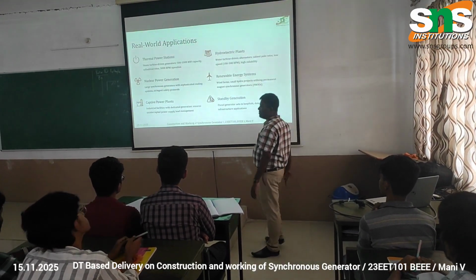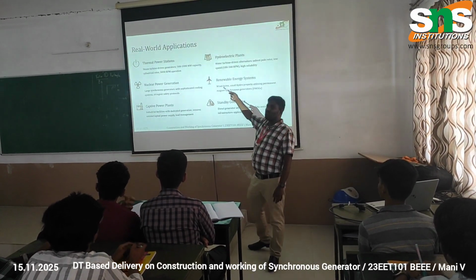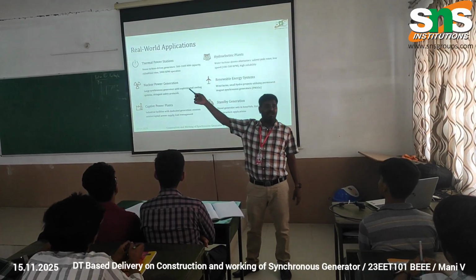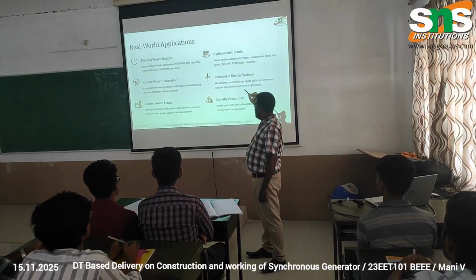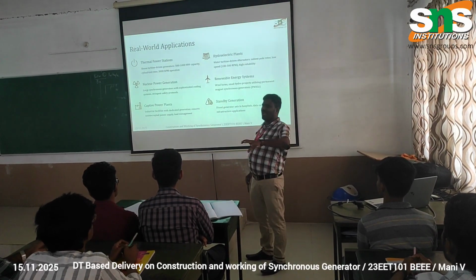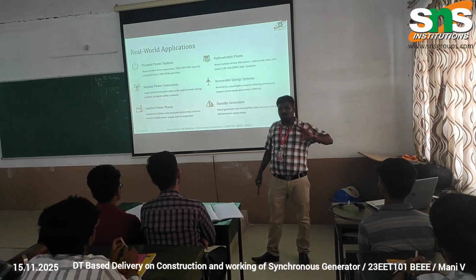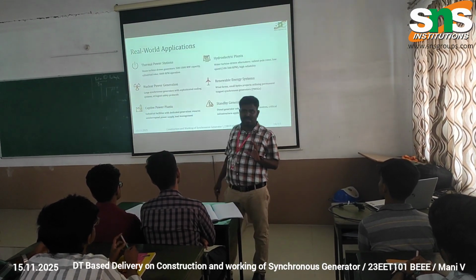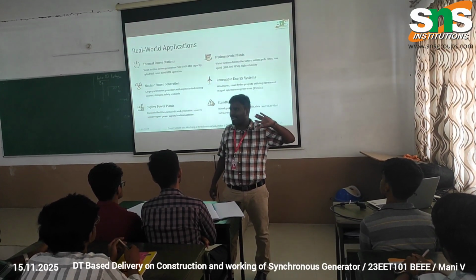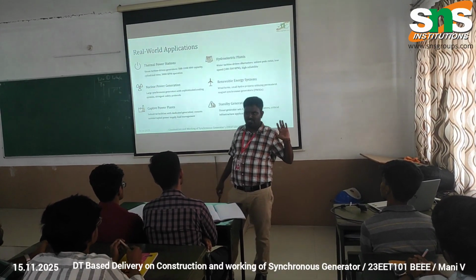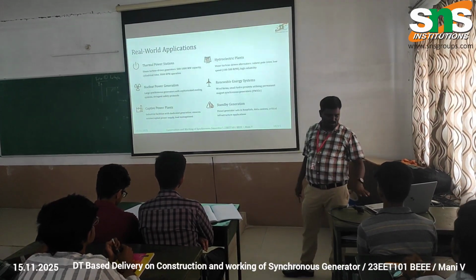So this is a real-time application of the synchronous generator. It can be used in thermal power plants, nuclear power plants, hydroelectric power plants, wind energy conversion systems, small hydroelectric power plants, or other power plants. Mainly where we want to produce electricity, we use the synchronous generator, because it is independent of load. But in some generators, when the load varies, the speed of the generator changes. If speed changes, the frequency will change, so we are unable to synchronize and parallelize the generators.